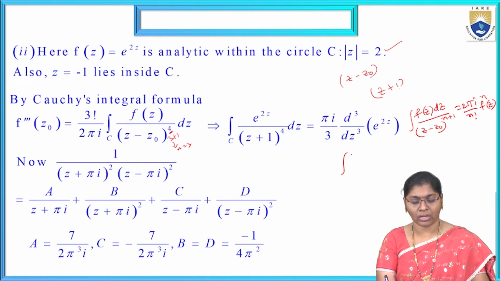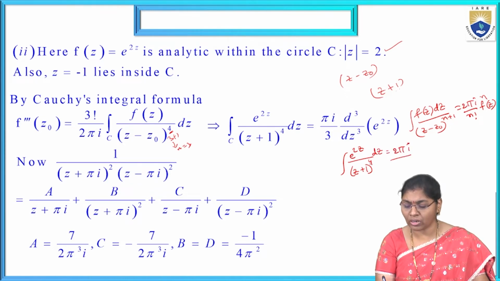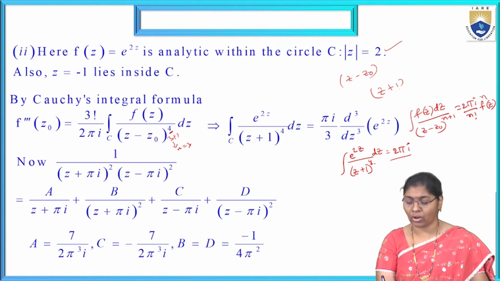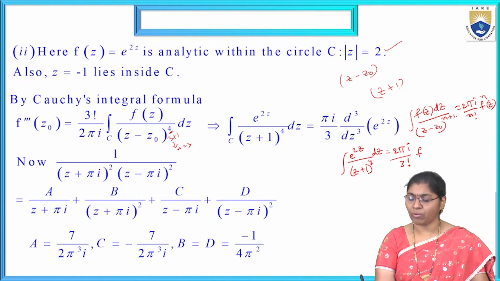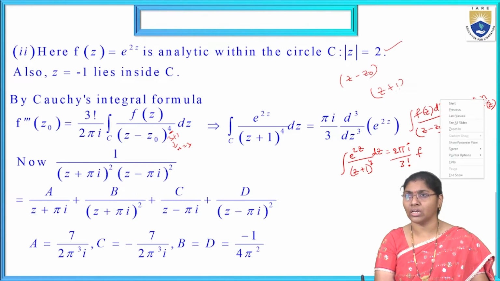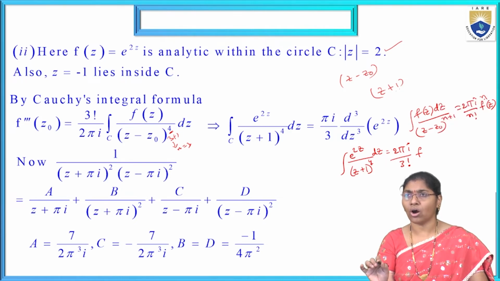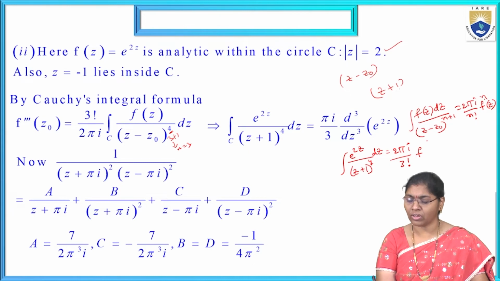F of z means here e power 2z, by (z plus 1) power 4, into dz. 2 pi I as it is. N factorial: here 4 is there, that means n plus 1 equals 4, so n equal to 3. That's why that is 3 factorial into f power, where n is the order of the derivative, order, not degree. Here the order is 3.